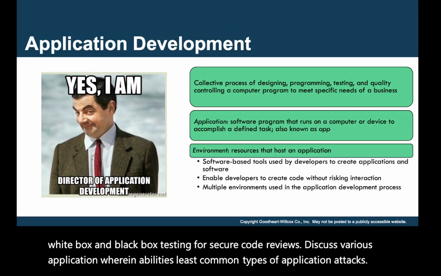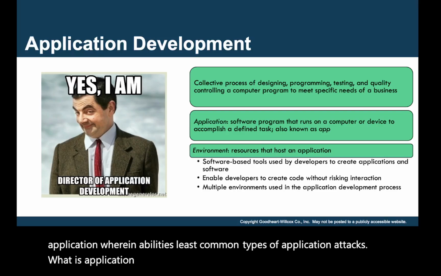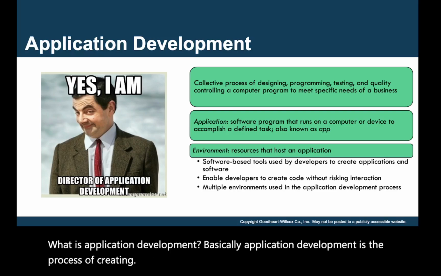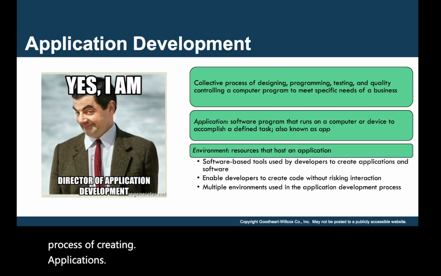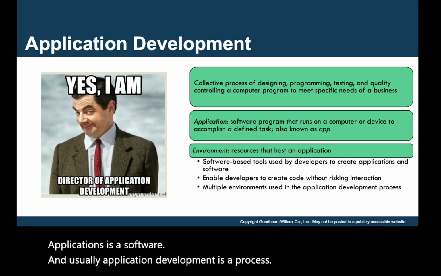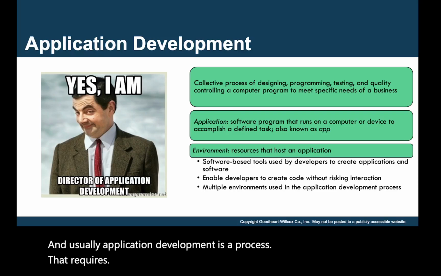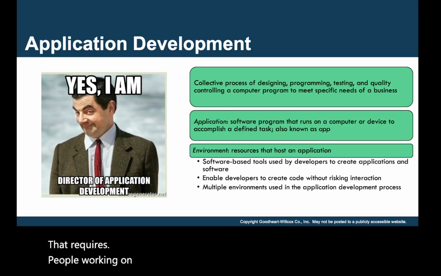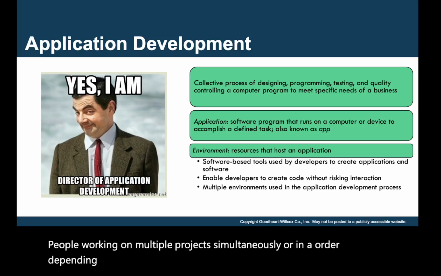What is application development? Basically, application development is the process of creating applications. Applications are software, and usually application development is a process that requires multiple people working on multiple projects simultaneously or in order, depending on the application development process.